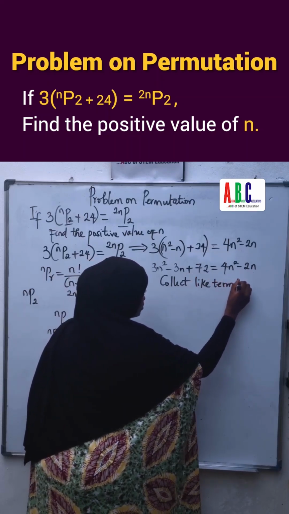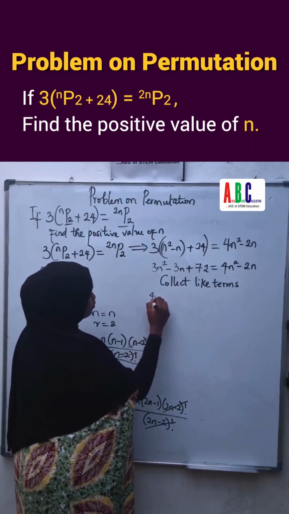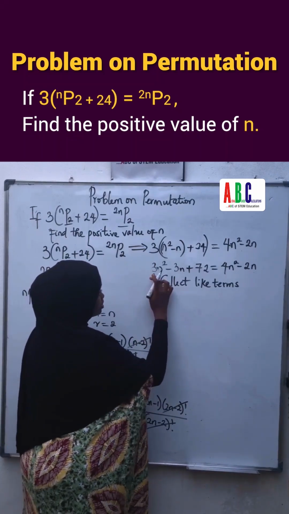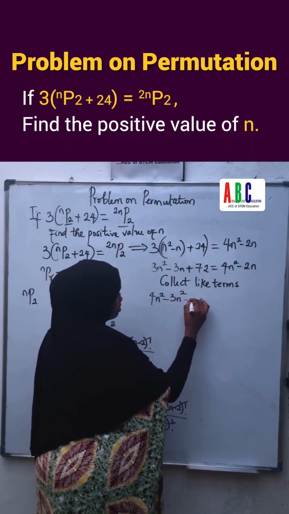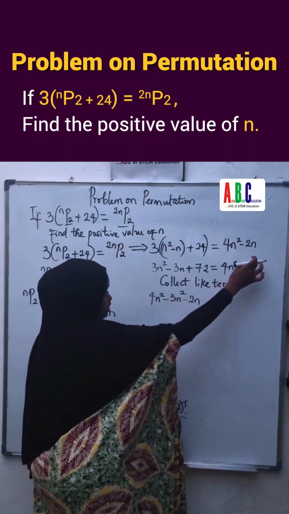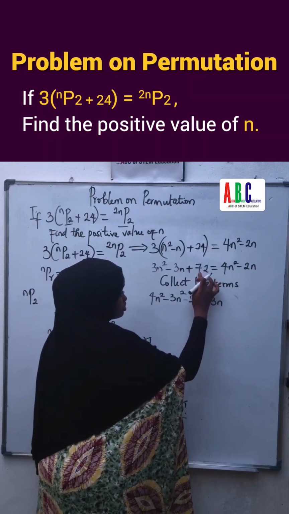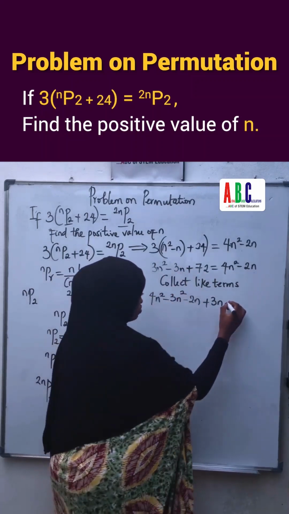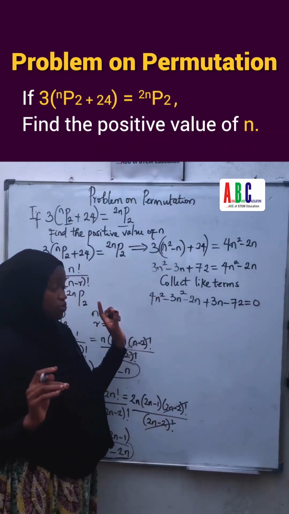So if you collect like terms at this point, we're going to have 4n squared, then minus 3n squared goes to the other side because it becomes minus 3n squared, then minus 2n, minus 3n crosses over and becomes plus 3n, then 72 crosses over to the other side and becomes minus 72. So we equate this to equal 0. Okay, so that we have an equation.